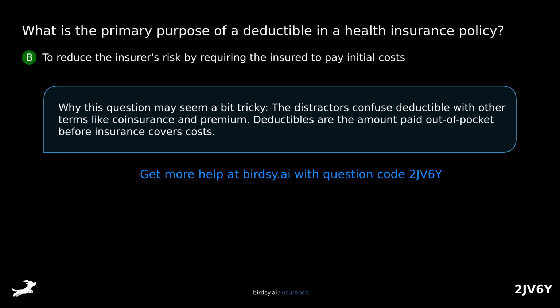Why this question may seem a bit tricky. The distractors confuse deductible with other terms like coinsurance and premium. Deductibles are the amount paid out of pocket before insurance covers costs.